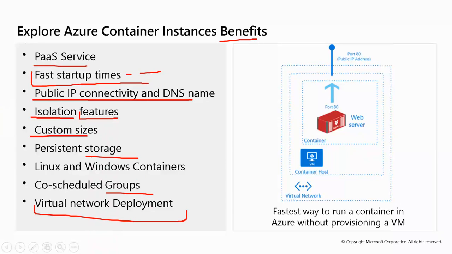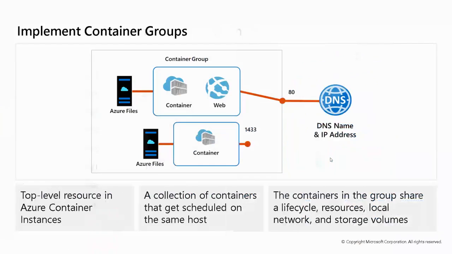And then you can start. So it's the fastest way to run a container in Azure without provisioning a virtual machine. That's what I'm saying. Instead of running the whole machine, you don't need it. You just need to work for your container. So that's going to be easier. You can implement the container groups as you need. There is a top level resource in the container instances, and you can have a collection of containers, okay?